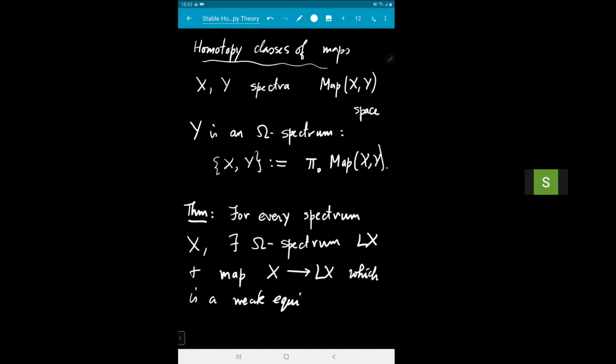So in this rudimentary sense, if you want to calculate homotopy classes of maps between spectra, then you just replace the right hand side, replace the target with an omega spectrum, and then you can just calculate the homotopy classes as the normal homotopy classes of maps between the two spectra. Okay, but there is a bigger story to all this.